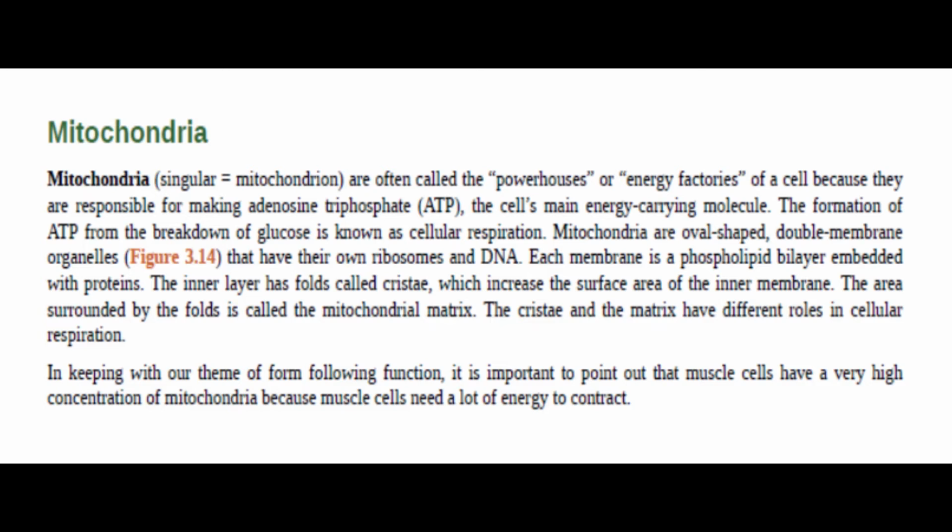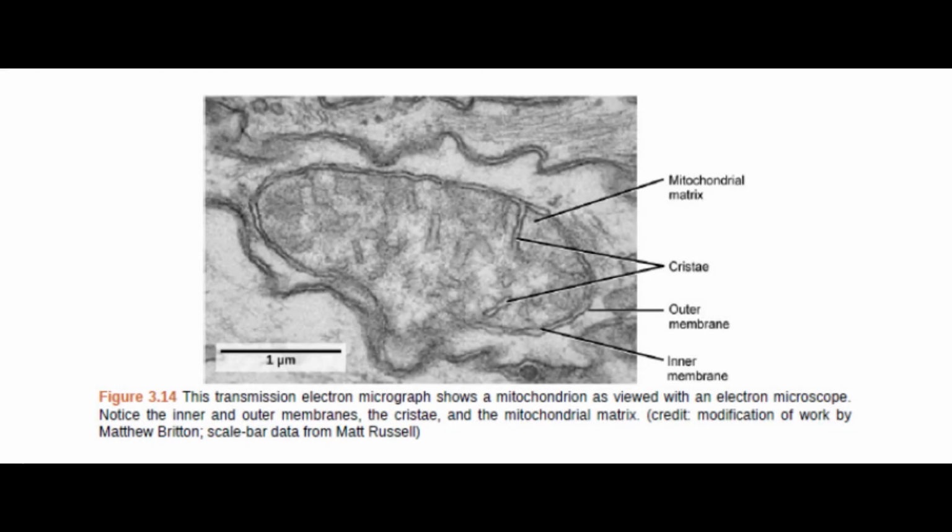In keeping with our theme of form following function, it is important to point out that muscle cells have a very high concentration of mitochondria because muscle cells need a lot of energy to contract. Figure 3.14. This transmission electron micrograph shows a mitochondrion as viewed with an electron microscope. Notice the inner and outer membranes, the cristae, and the mitochondrial matrix.